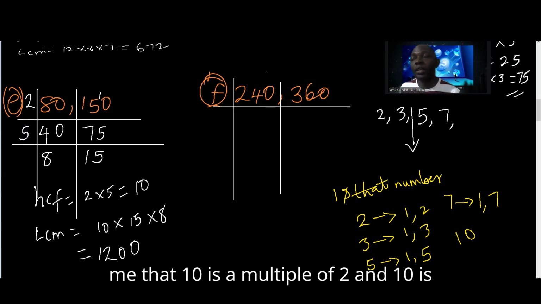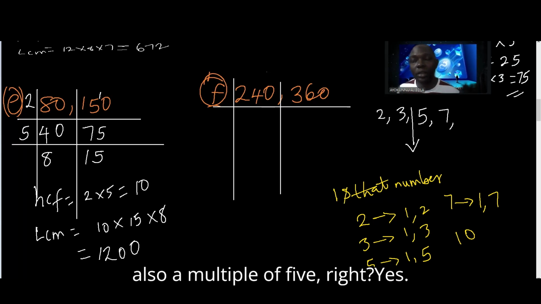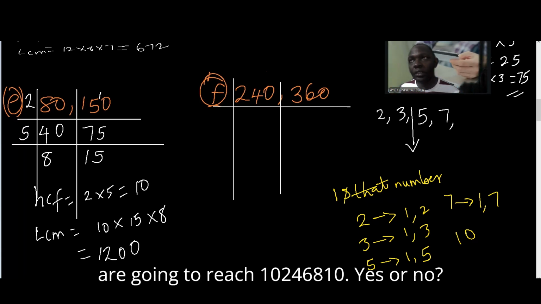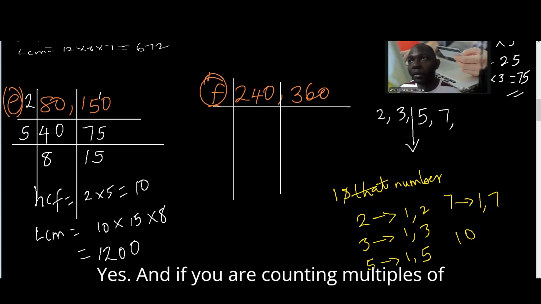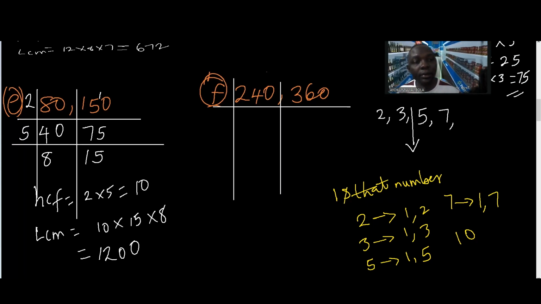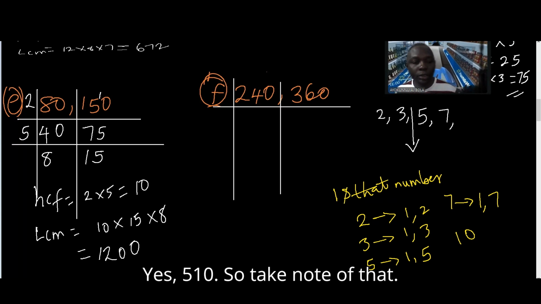Yes. At least you can tell me that 10 is a multiple of 2 and 10 is also a multiple of 5, right? Yes. If you are counting multiples of 2, you are going to reach 10: 2, 4, 6, 8, 10. Yes or no? Yes. And if you are counting multiples of 5, you will reach 10. Yes or no? Yes. 5, 10. So take note of that.